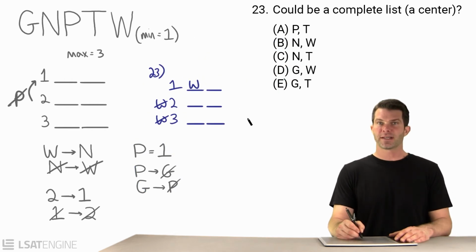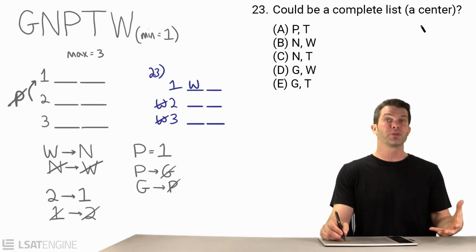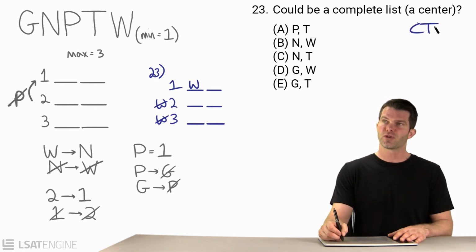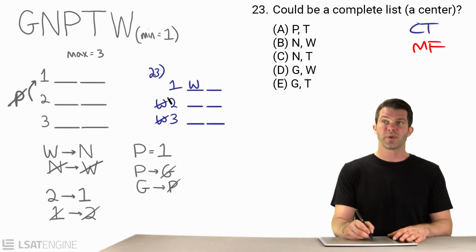Question 23 tells us that center 1 is the only one to recycle wood, so wood's not in 2 and not in 3, and it asks which of these answer choices could be a complete center. So not a partial center, but a complete center. This is like a could be true question. The wrong answers all must be false. Let's go ahead and make some deductions based on the W in 1. Whenever you have W, you've got to have N.